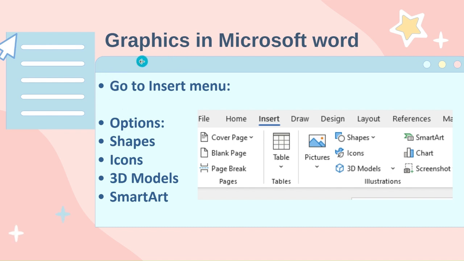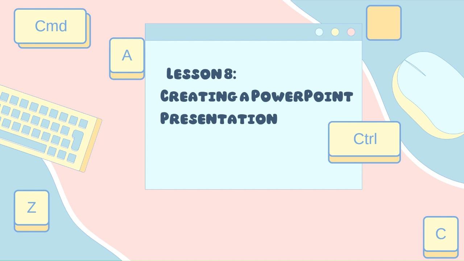This is an important point about graphics in Microsoft Word. When I create a document in the Word program and I want to add a drawing or something like that, I go to the Insert menu, okay, and I have here a lot of options like shapes, icons, 3D models, and SmartArt. That's it about lesson 7.